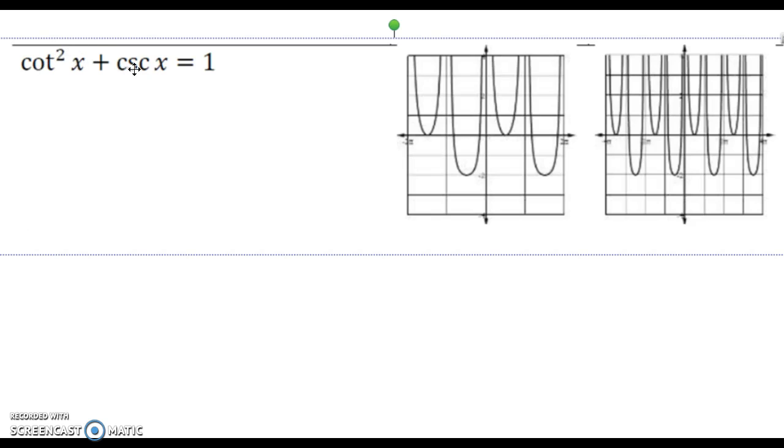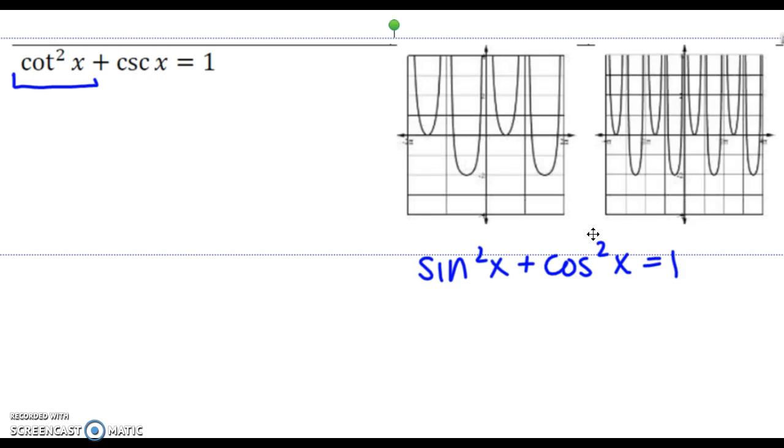Cotangent squared plus cosecant equals 1. Now this one is not exactly going to be pretty at all. And that's because you have this cotangent squared and you have this cosecant hanging out as well. So what I would suggest doing is looking at your Pythagorean identities and maybe finding a nice substitution. I would focus on the one that's being squared. So let's write these out and see if I can get the one that's being squared out or replace it with something.